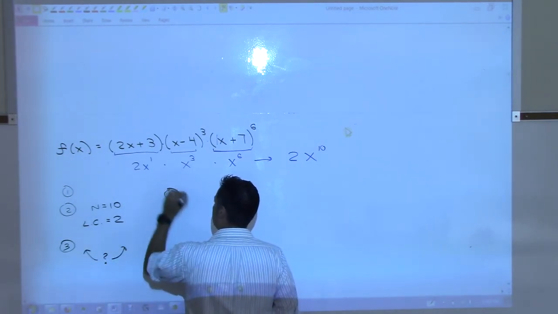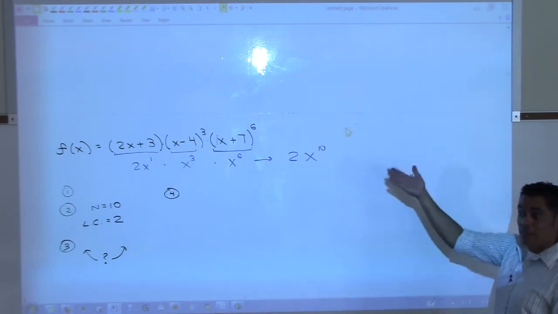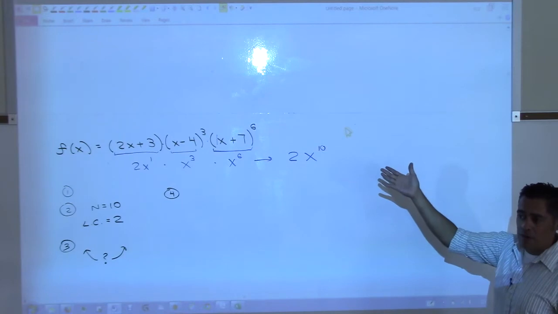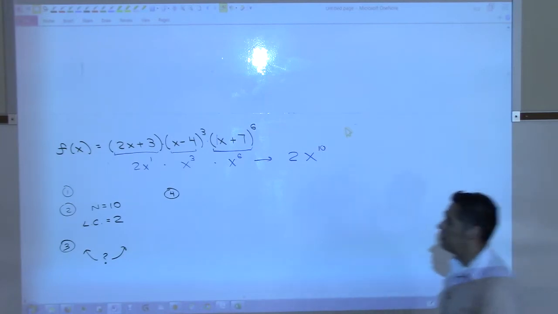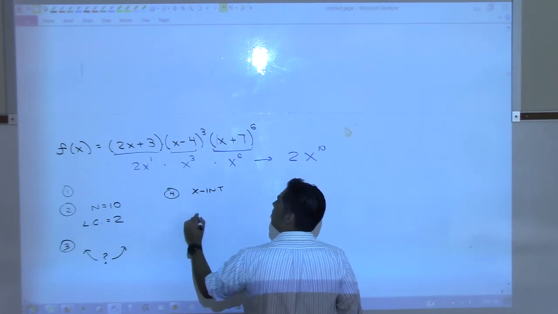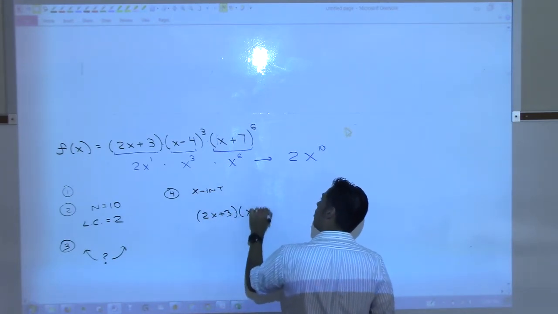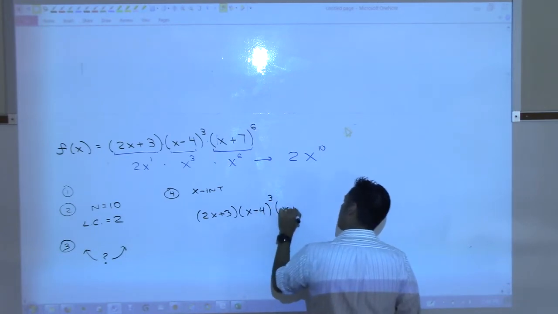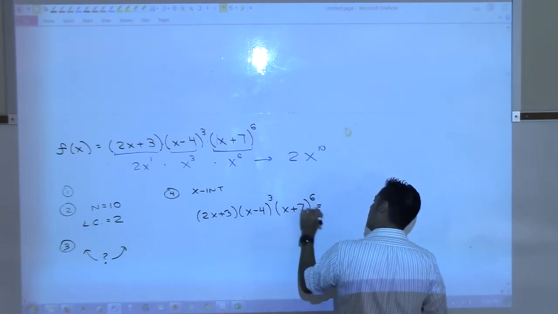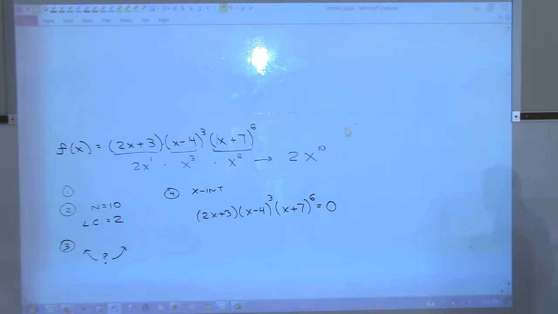Fourth step. Find the x-intercepts. It's factored. Awesome, right? You don't have to do any factoring. You just have to look at these. So for the x-intercepts, you're just going to take 2x plus 3, x minus 4 cubed, x plus 7 to the 6th, and set it to 0. Do you want to keep going, Timothy? It's your call.